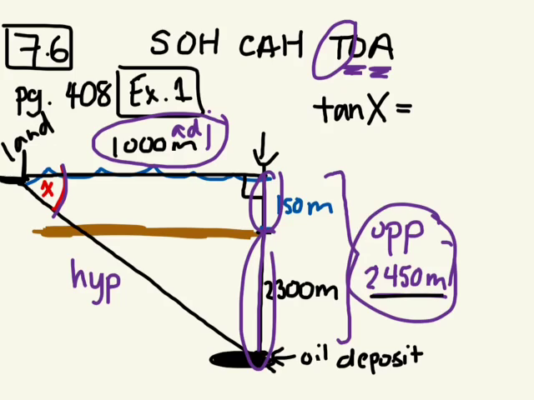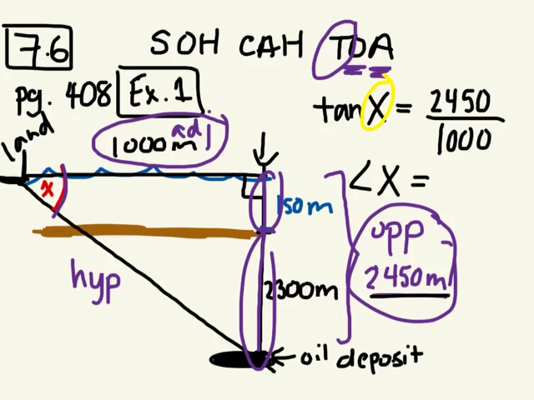Opposite, which is over 1,000. We're trying to find an angle, right? We know the ratio. We're trying to find the angle. What do you use when you're finding an unknown angle? So let's simplify this. Can you simplify? What's 2,450 divided by 1,000? 2.45. And then what do we punch in?